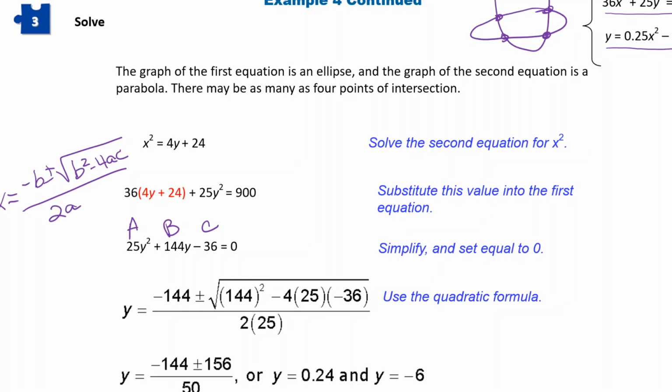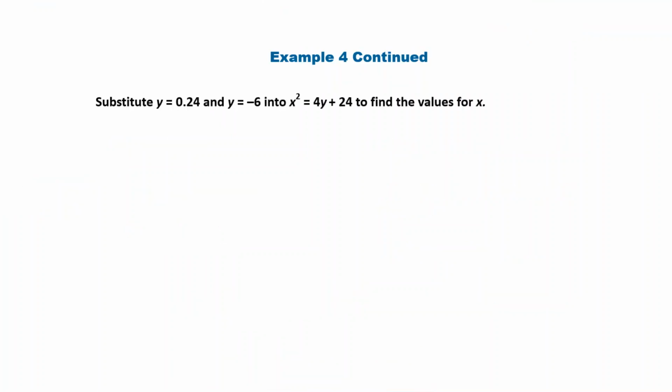So when we do that, we solve and we end up with y equal to 0.24 or y equals -6. So we have two y values there, which kind of makes sense to us. Now let's keep moving. We're going to substitute y equals 0.24 and y equals -6 into one of our original equations, and this one seems the simplest to me.